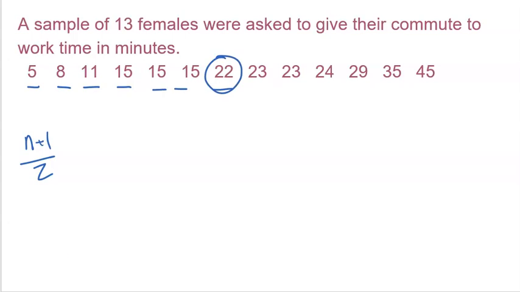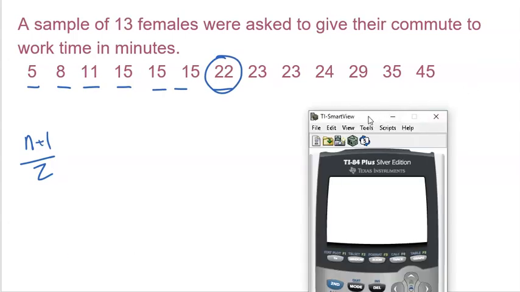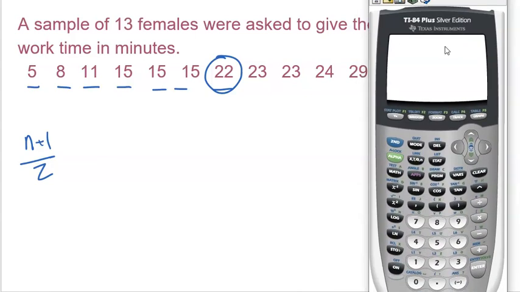You definitely don't want to do that by hand. This is where the calculator comes in. All right, so here we go. On your calculator, the first thing we have to do is put the data into the calculator. So to do that, I'm going to go nice and slow. Hit the stat button. It's under the edit menu, and the first option is edit.